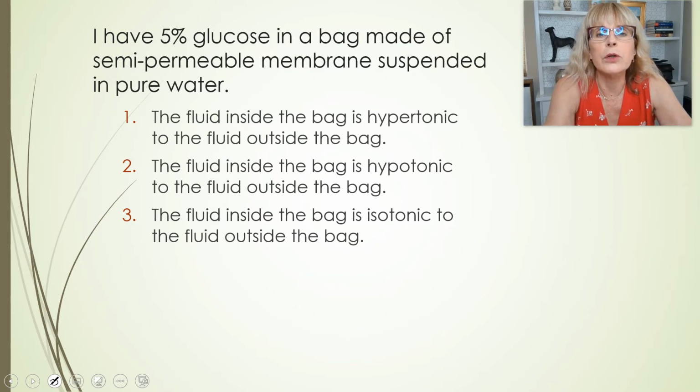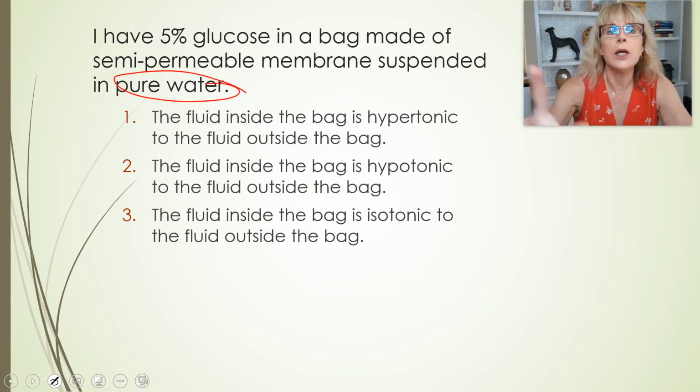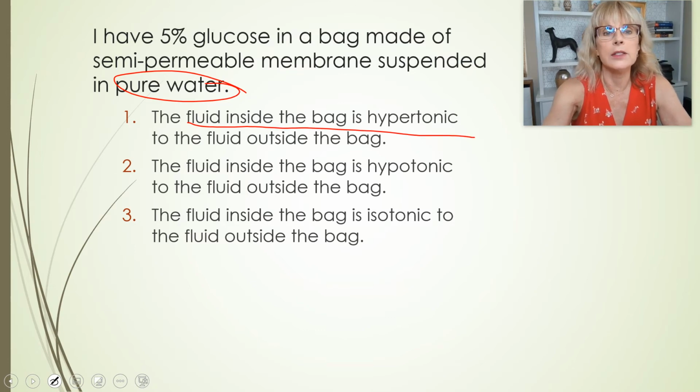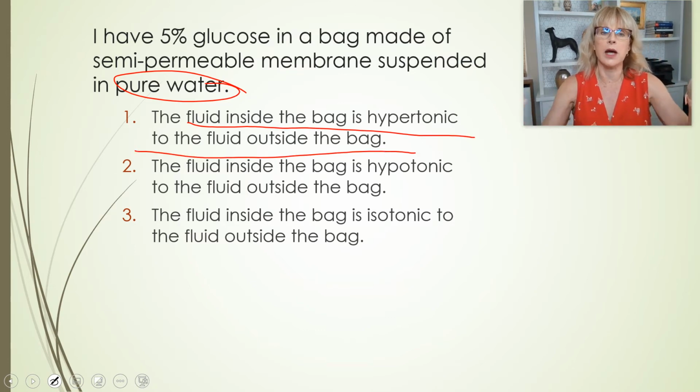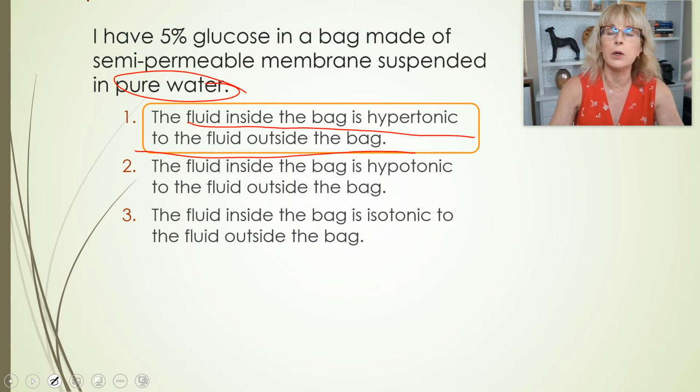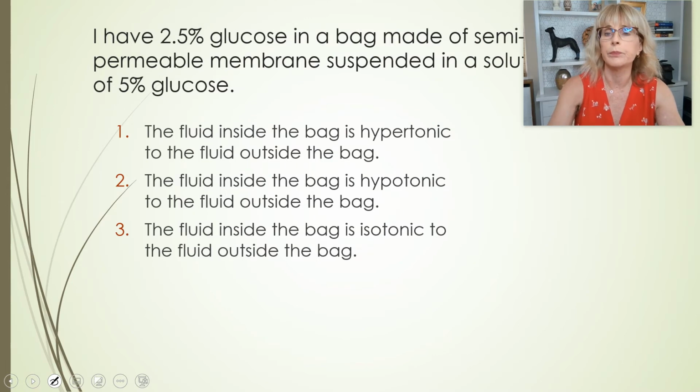Okay, a 5% glucose in a bag made of semi-permeable membrane suspended in pure water. You ever see an exam or a quiz question and there's pure water somewhere? The pure water is always the hypotonic one. So the bag is in pure water, so the fluid inside the bag is hyper and outside the bag is hypo. So the fluid inside the bag is hypertonic compared to the fluid. Question number 1, right? Whenever you've got pure water, it's one of the answers. The water's the hypotonic one, unless it's water compared with water, right?